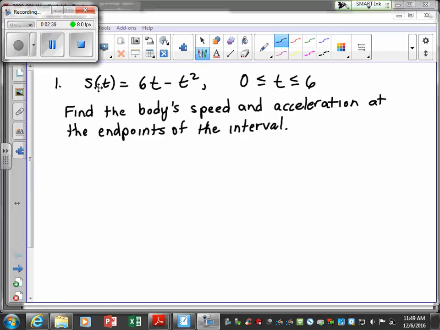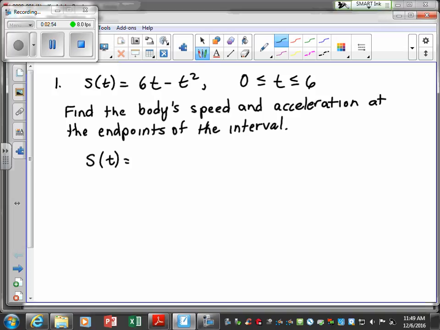Okay, if I'm given a position function here in this time interval, it says find the body's speed and acceleration at the endpoint. So the first thing we've got to do, we have our position function. So our position function is given to us. How do you find velocity? Because we need to know velocity before we can find acceleration. How do you find the velocity? Take the first derivative of your position function. So what's the first derivative of this?